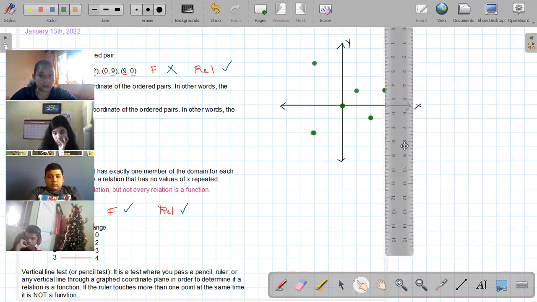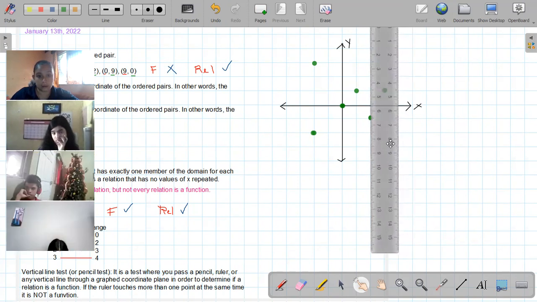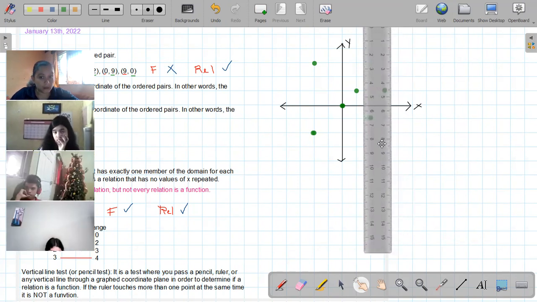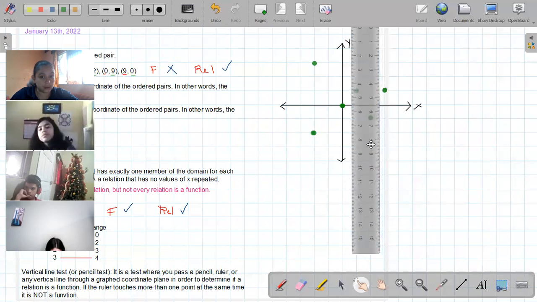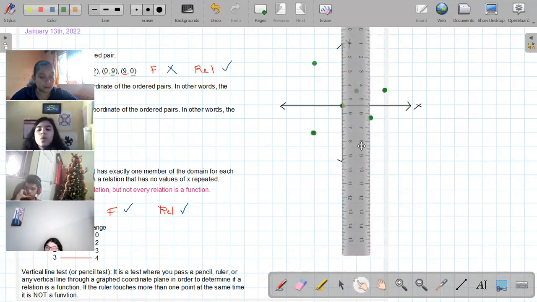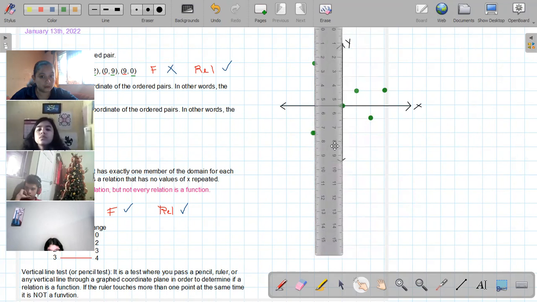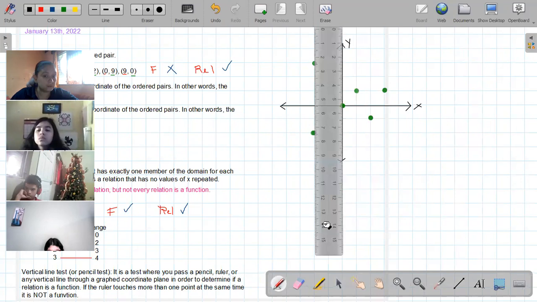Okay, how many points am I touching? 1. How about now? And now? 1. And now? 2. So is this a function? It is not a function because it touches more than 1 point at the same time. So it is not a function because it touches this point and this point.